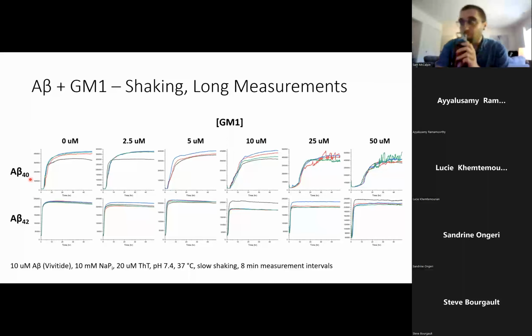I do want to point out, though, that this was a different experiment, totally different system, A beta in this lipid molecule called GM1. And I found doing the same experiment with totally different conditions, I was able to get pretty reproducible data. So here we are shaking, the measurement frequency is about the same, but it's a different temperature. They're shaking, it's a higher concentration of peptide and sodium and ThT. And for both 40 and 42, we were able to come up with pretty reproducible data across replicates.